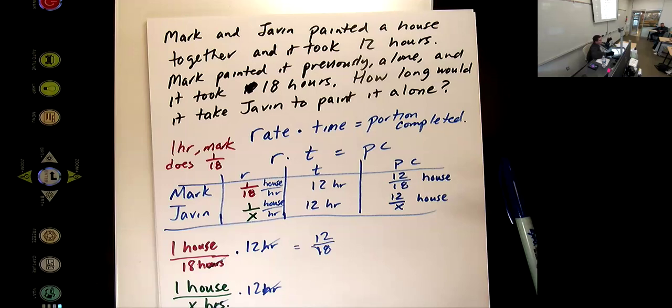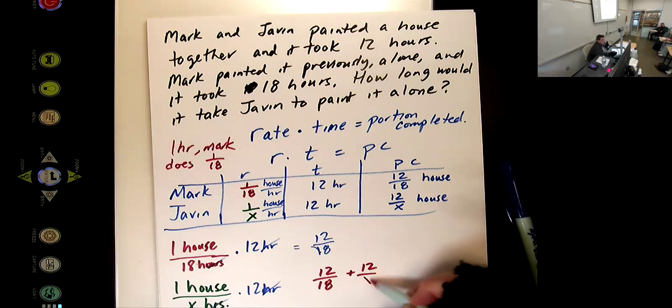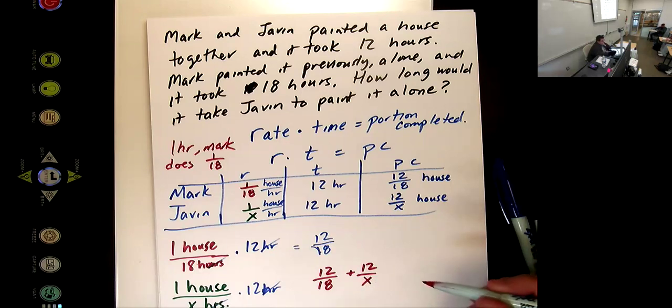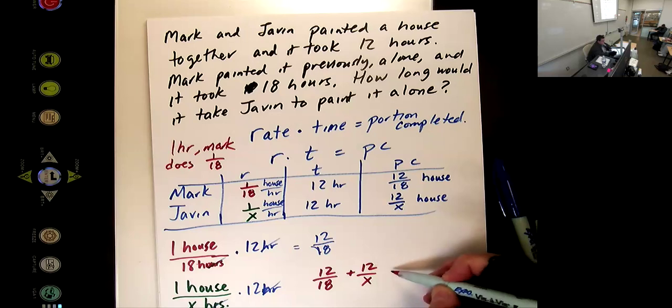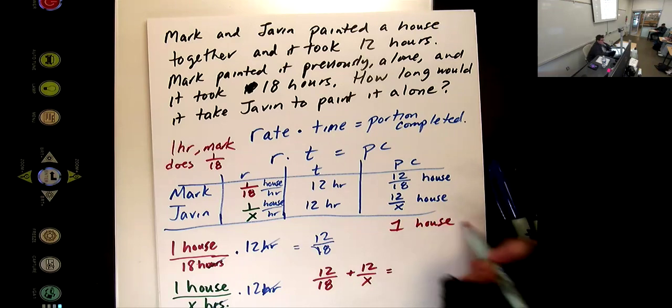You add it, which might be a little confusing when you think about fractions. Think about it with not fractions. Let's just say Mark can eat 12 bonbons and Jaden can eat x bonbons. How many bonbons do they eat together? You would add up how many they ate. Well, we can do the same thing here: 12/18 plus 12/x. If we're adding them up, that's the time it took them to do one whole house. This should add up to one, because they painted the whole thing.